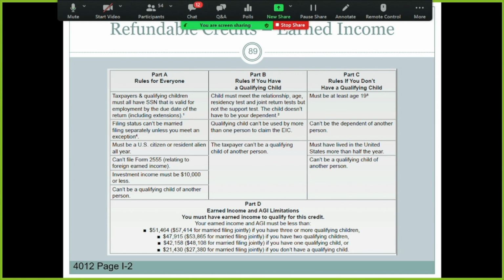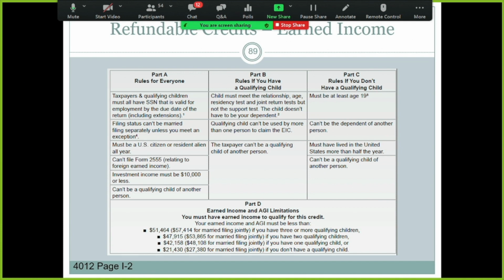credit. A big change is they must be at least 19 years old. So in prior years, this was 25 to 65. Under the age of 65 but over 25 to qualify for the earned income credit and not having a qualifying child. So they have reduced the age requirement on this. Cannot be a dependent of another person, lives in the U.S. for more than half the year, and again, cannot be the qualifying child of another person.